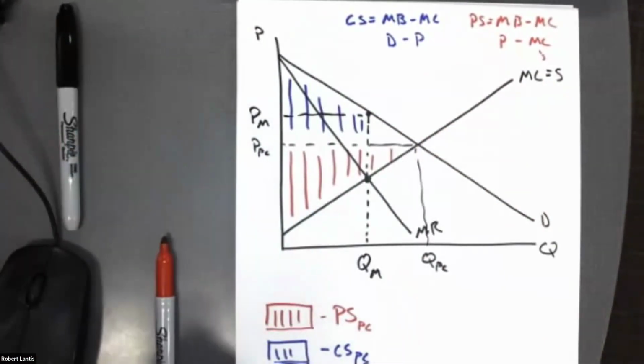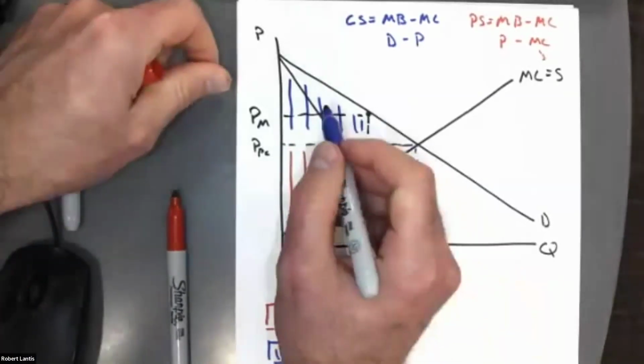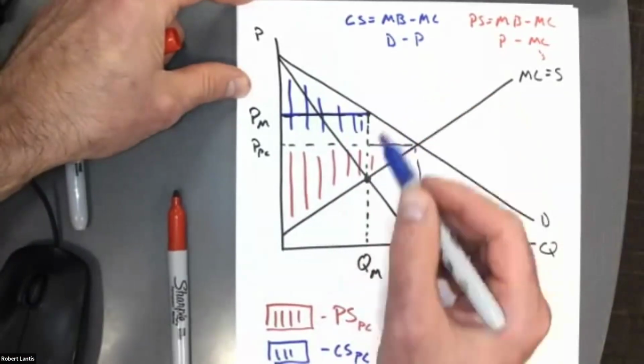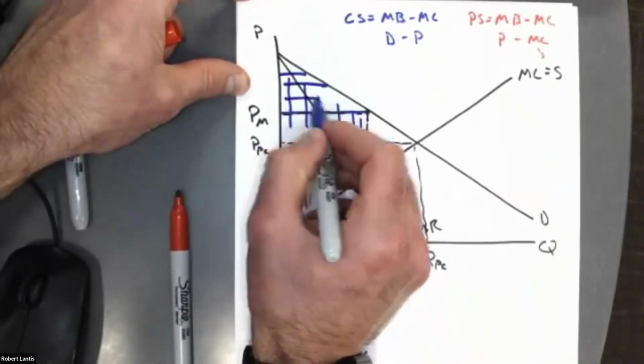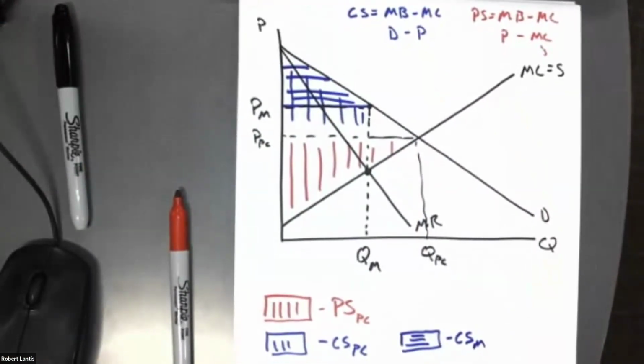So where are producer and consumer surplus now? Well, consumer surplus, the difference between the new higher price that they're paying and the demand curve only up to this new monopoly quantity, is going to be this area here, right? So we can think about these horizontal lines. That's consumer surplus after we have a monopoly in this market.